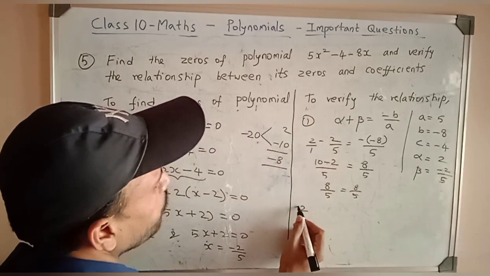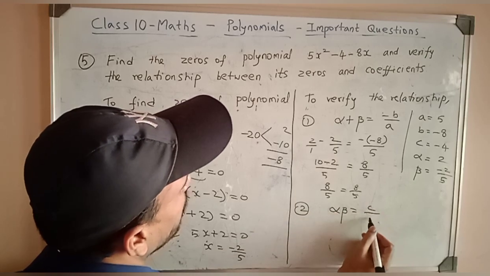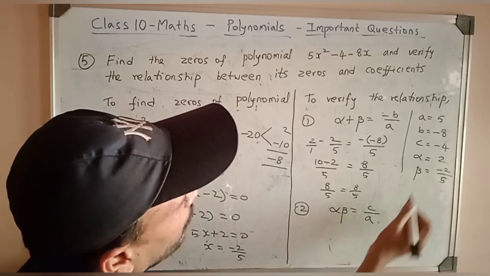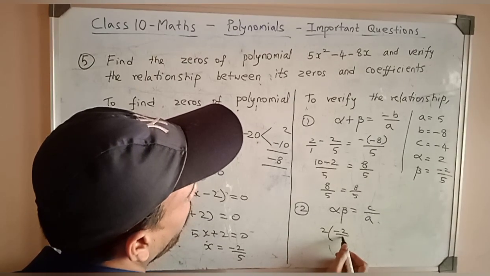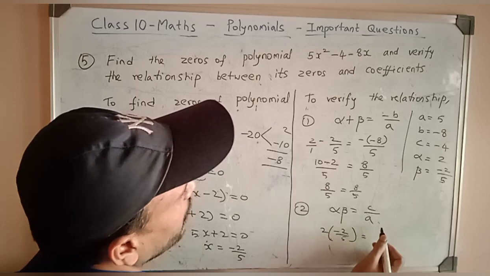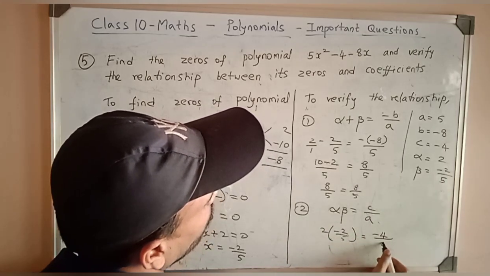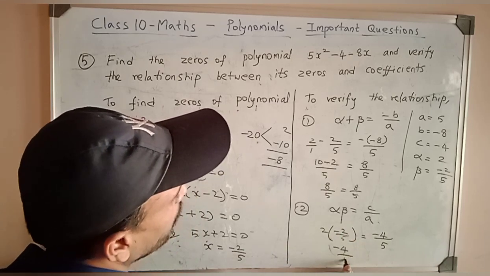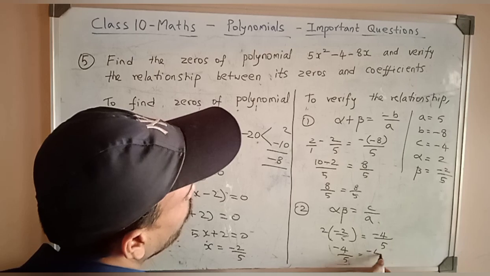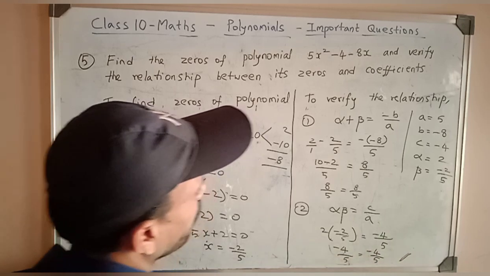The one more relation, product of zeros, alpha into beta is equal to c by a. Here alpha and beta value 2 and minus 2 by 5 is equal to c by a. C value minus 4, a is 5. Now 2 into minus 2 by 5, minus 4 divided by 5 is equal to minus 4 by 5. So both the sides are equal, therefore relations are verified.